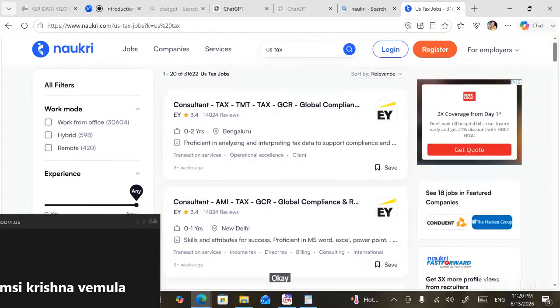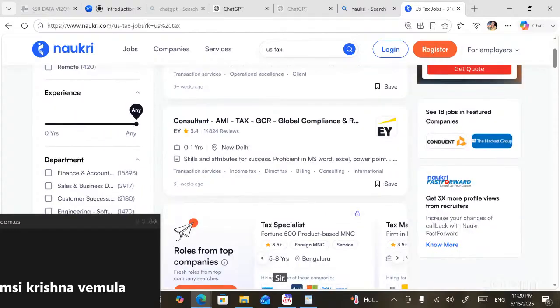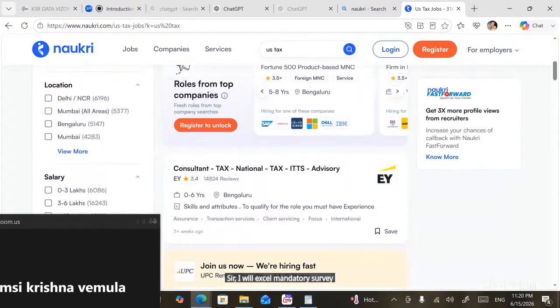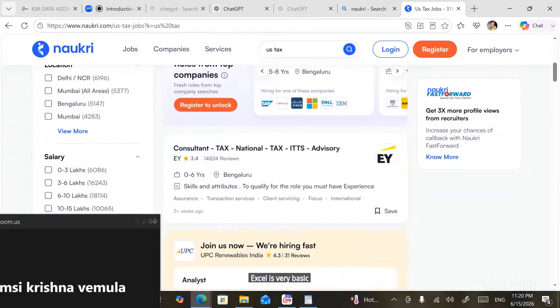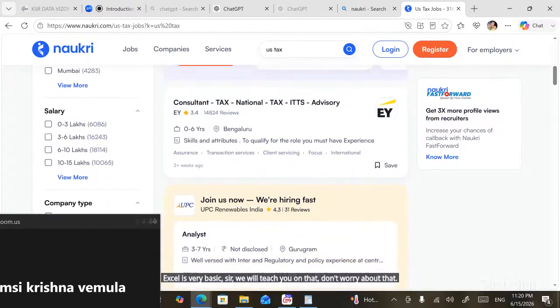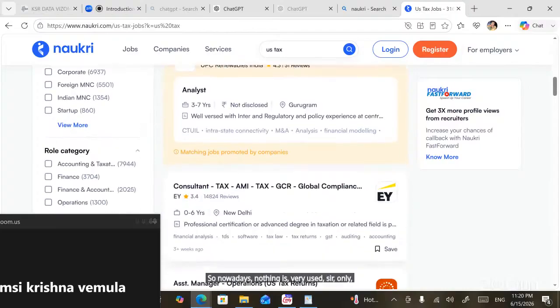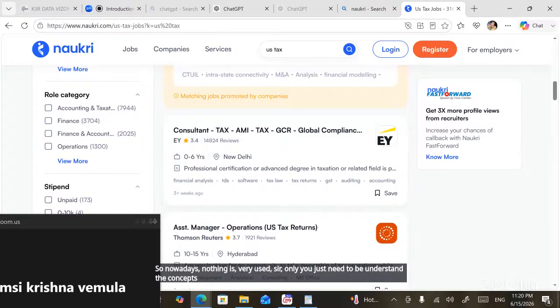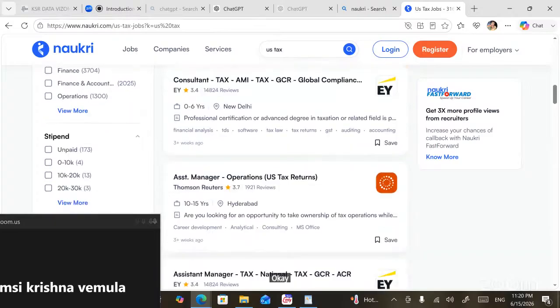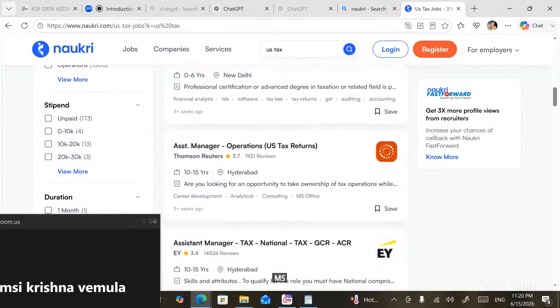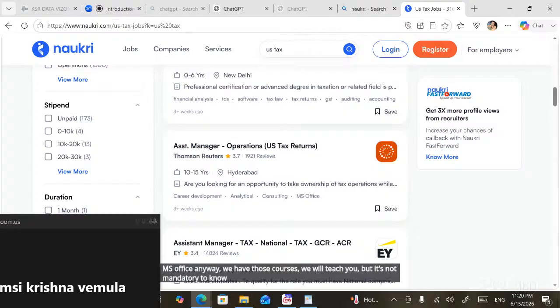Sir, is Excel mandatory? Excel is very basic, sir. We will teach you that. Don't worry about that. Nowadays nothing is very huge, sir. You just need to understand the concepts. MS Office, MS Excel, anyway we have those courses. We will teach you, but it's not mandatory to know a high level of Excel. Very basic Excel.